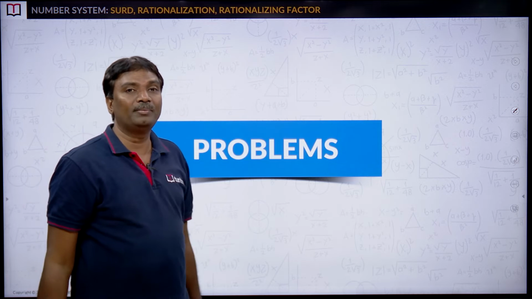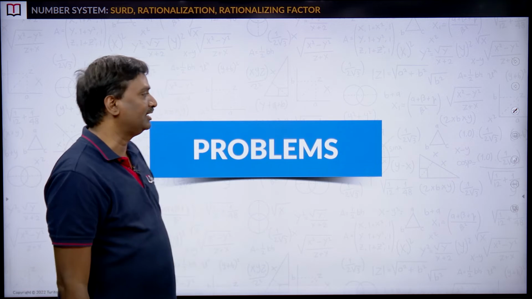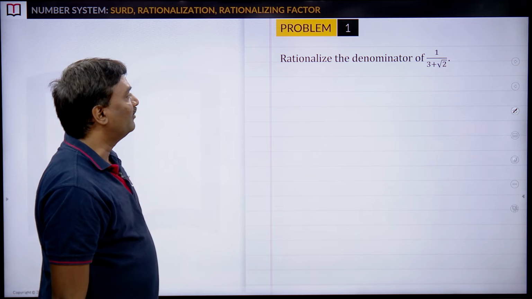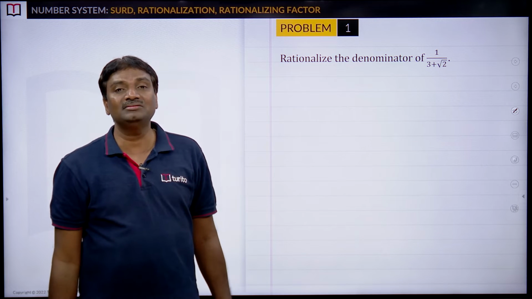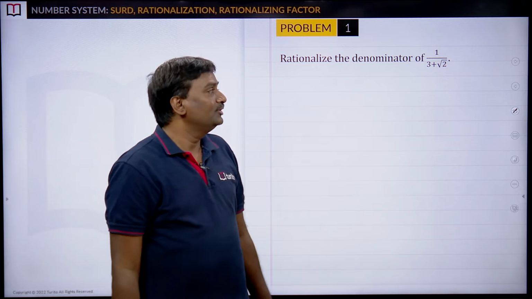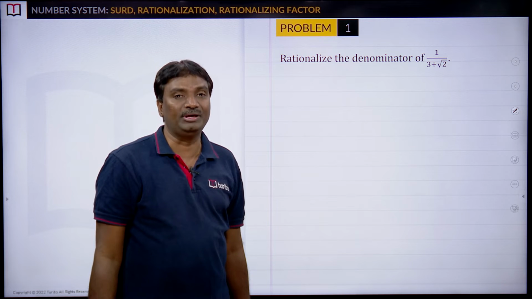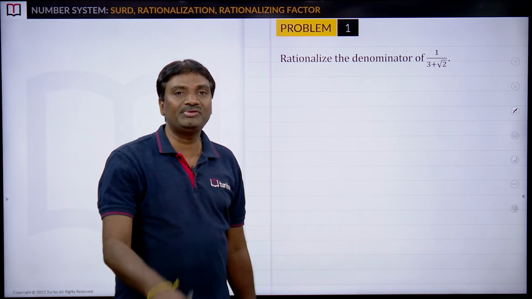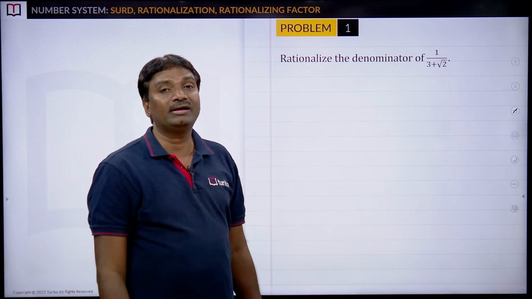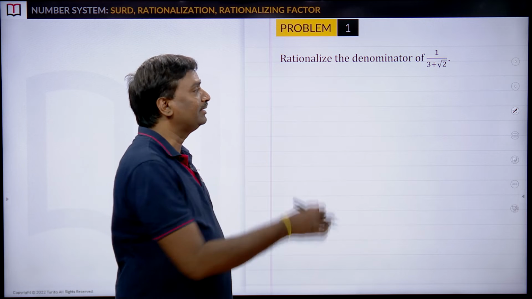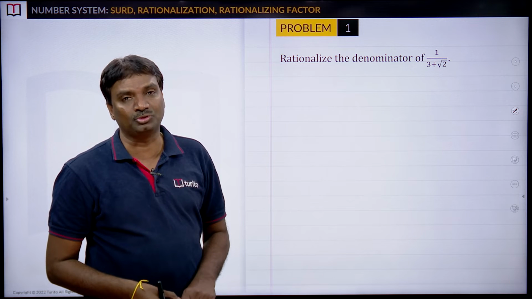Now, let us do the problems related to Surds, rationalizing factor and rationalization. Problem number 1. Rationalize the denominator 1 by 3 plus root 2. By observing the denominator, it is in the form of a plus root b. Just as we have discussed, a plus root b and a minus root b are rationalizing factors of each other. So, the rationalizing factor of 3 plus root 2 is 3 minus root 2.